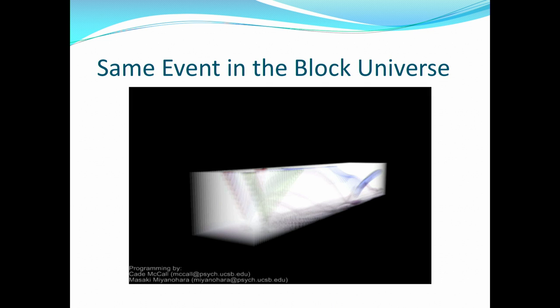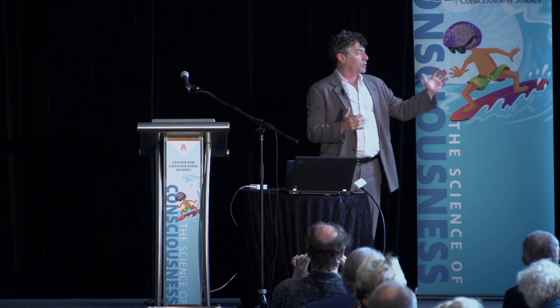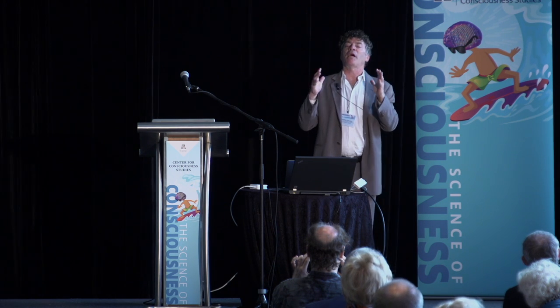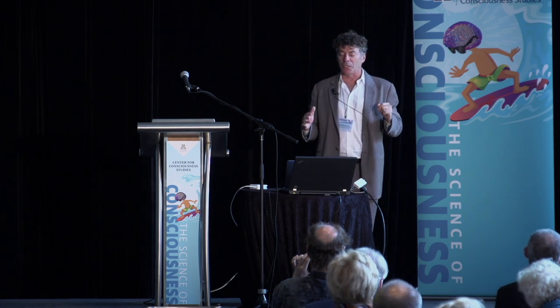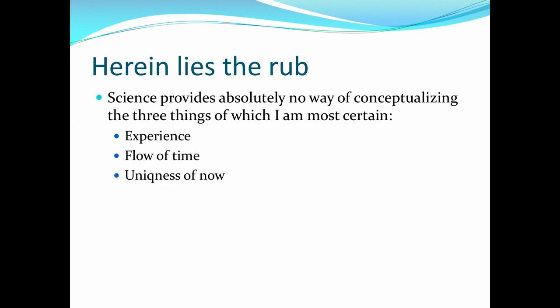In order for there to be motion, you need to have a conscious observer moving through the block universe. But the problem is that in this model, time is now spatialized, so there's not a sufficient degree of freedom to move through the block. So herein lies the rub. Science provides absolutely no way of conceptualizing the three things of which I am most certain: experience, the flow of time, and the uniqueness of now.